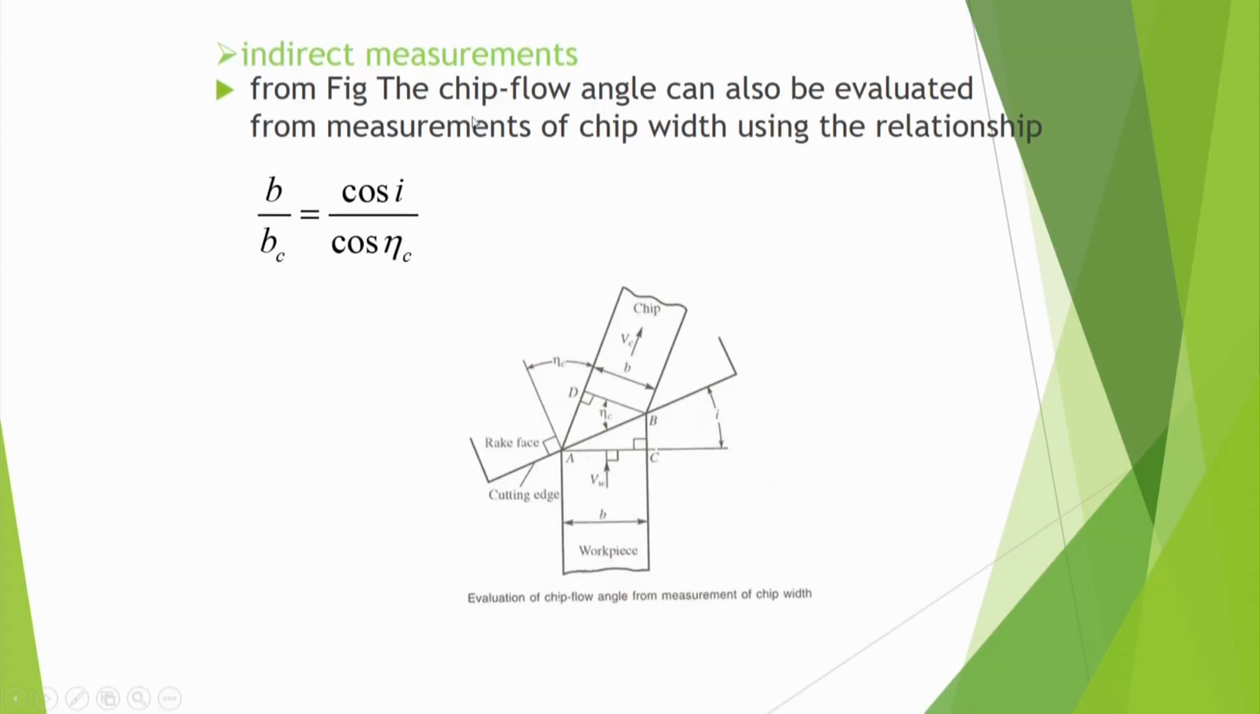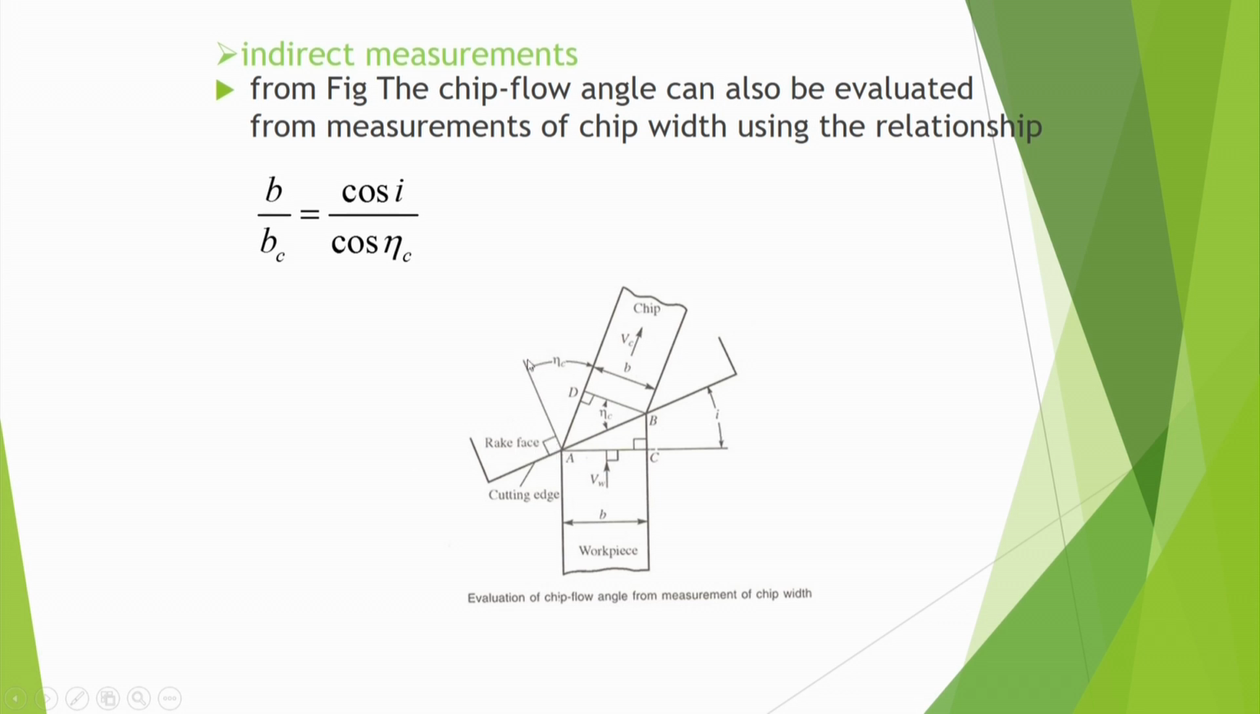So for indirect measurement, suppose from the figure you see this is the workpiece and this is the cutting edge. You see the cutting edge is this and VW, the workpiece velocity, is in this direction. So this angle is basically I, and this is the rake face, and on the rake face I can draw one line which will be perpendicular to the cutting edge.